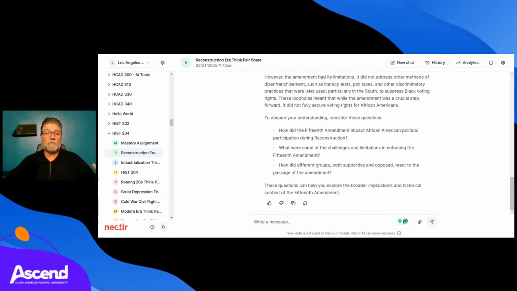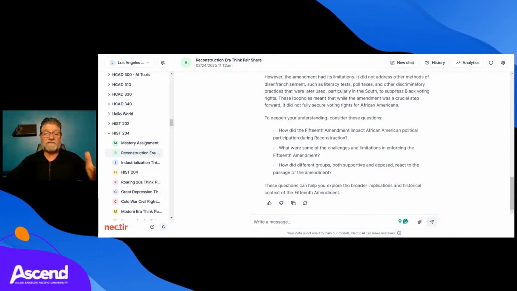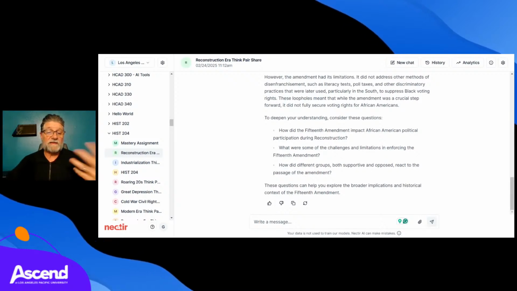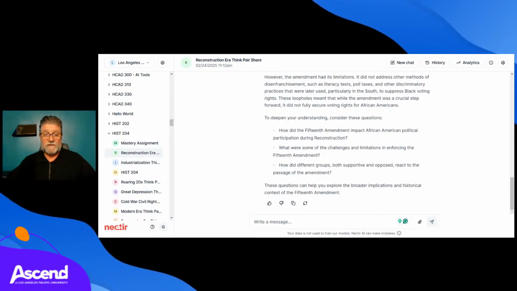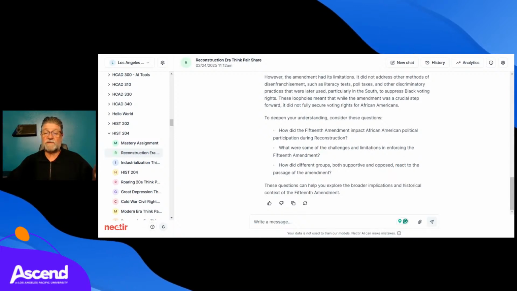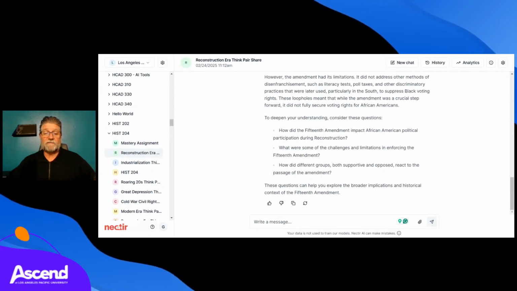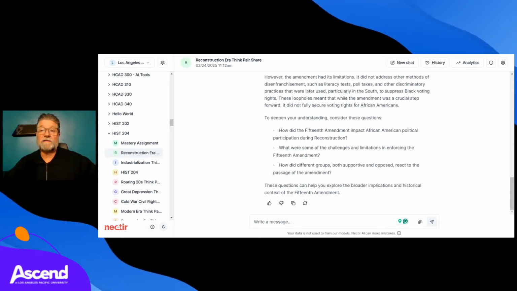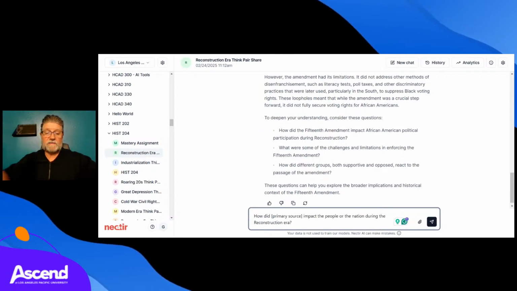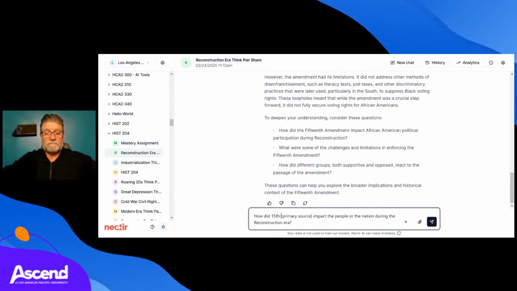And then the next thing, we can ask what additional context or background information can you give me about the Reconstruction era that relates to the 15th Amendment? How did the 15th Amendment impact the people or nation during the Reconstruction era? So I'm just going to ask that and put in 15th Amendment right there. I just copied that. I'm going to say 15th Amendment.